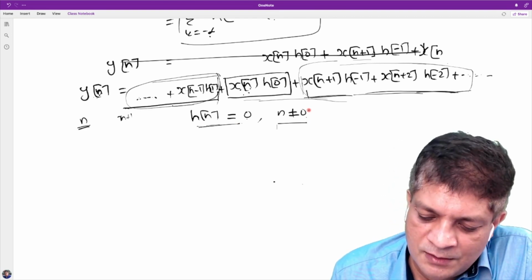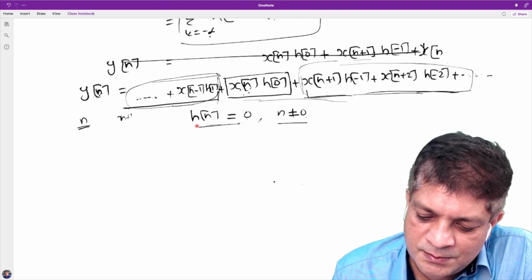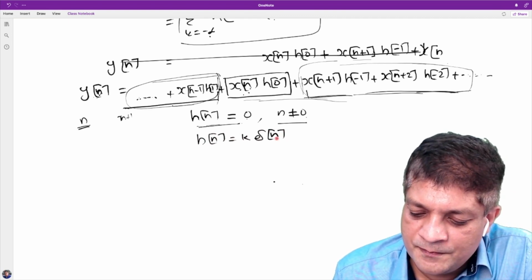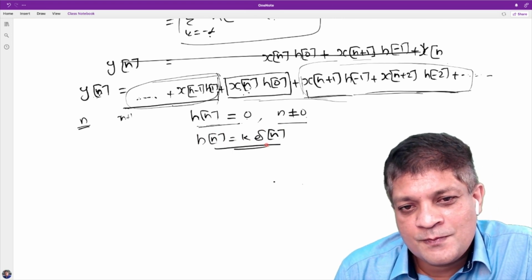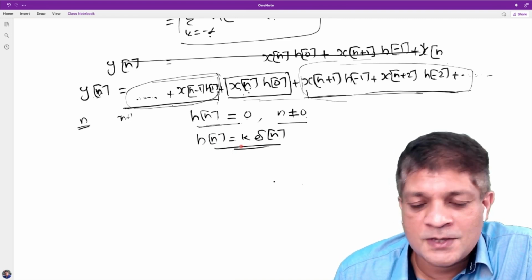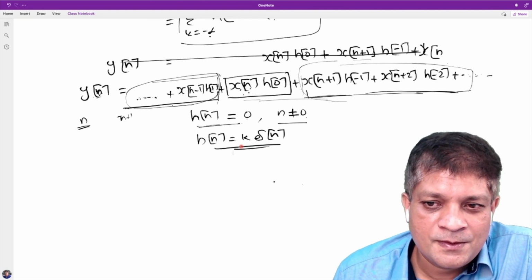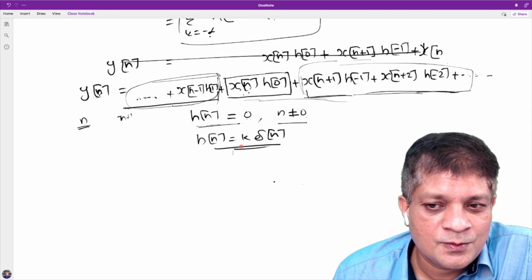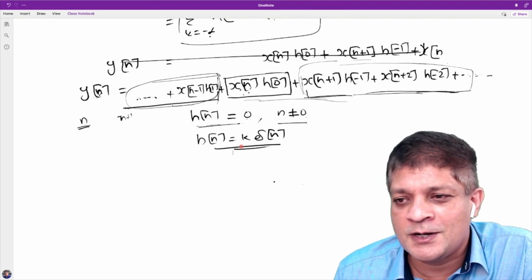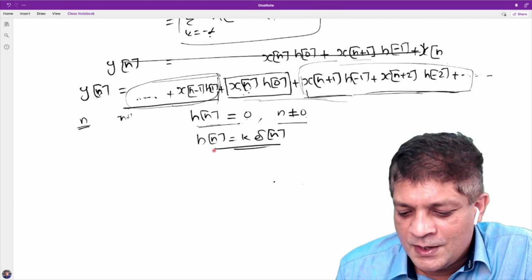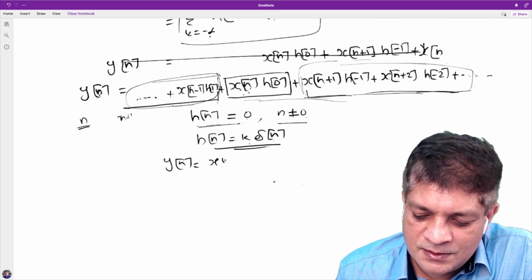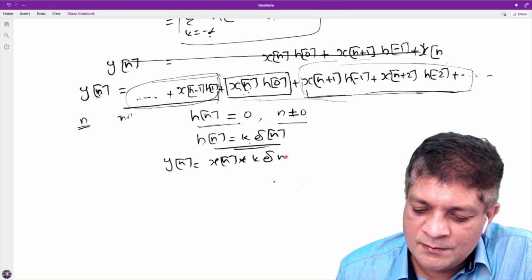So can we say that the general form of a memoryless LTI system is some constant k times delta[n]? This is the general form of a memoryless LTI system. Is there any other form possible? No. So now can you tell me what is the operation of a memoryless LTI system? If the impulse response is k times delta[n], what will be the output? y[n] is x[n] convolved with k times delta[n]. What is that?